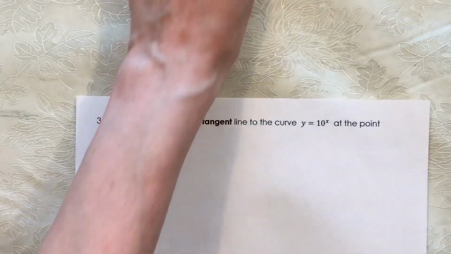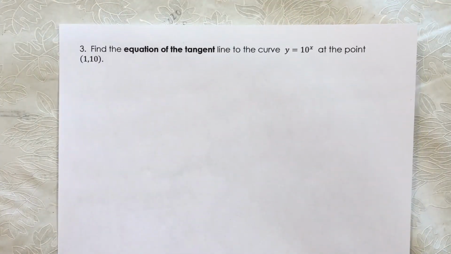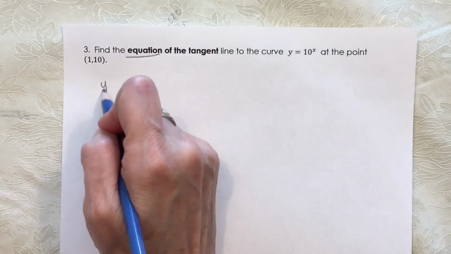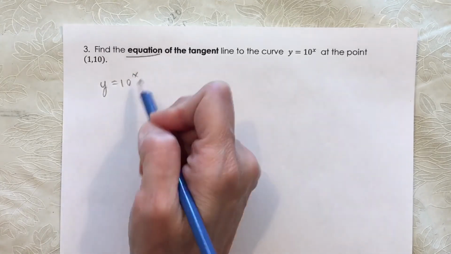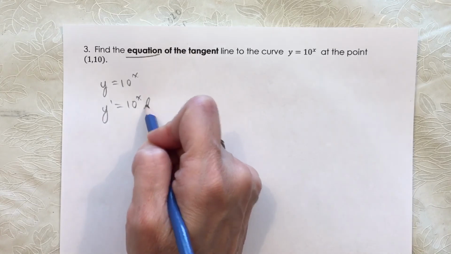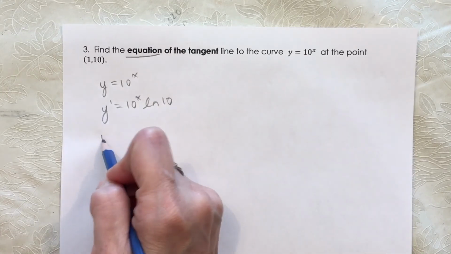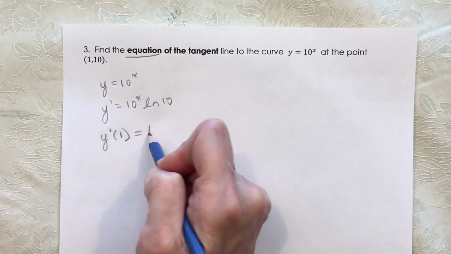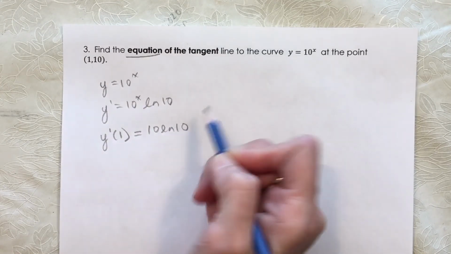And our last question: find the equation of the tangent line. So that's going to be a y equals mx plus b answer, to the curve y equals 10 to the x at the point (1, 10). So y is 10 to the x, y prime is 10 to the x times the ln of 10. y prime at 1, the slope of the tangent at 1, is going to be 10 ln 10.